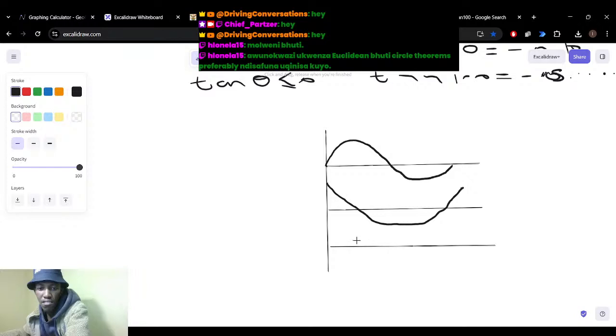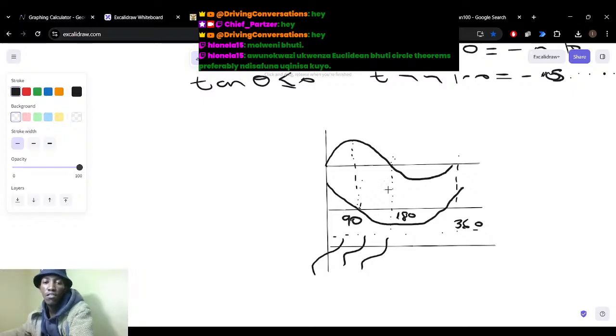And then for tangent, let me just draw something like this. So here is 90, here is 180, then here is 360.